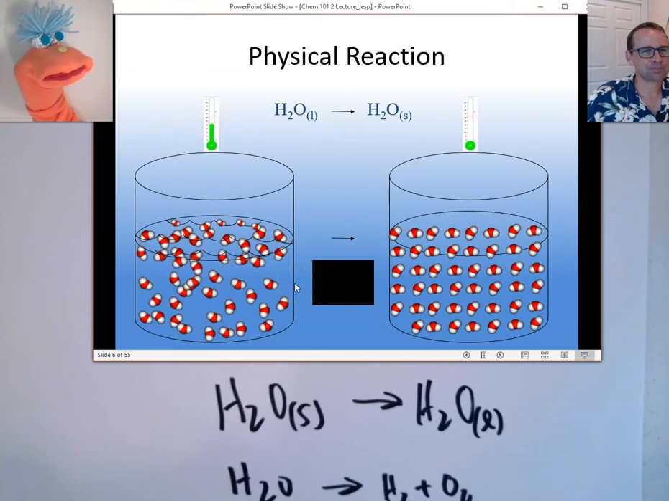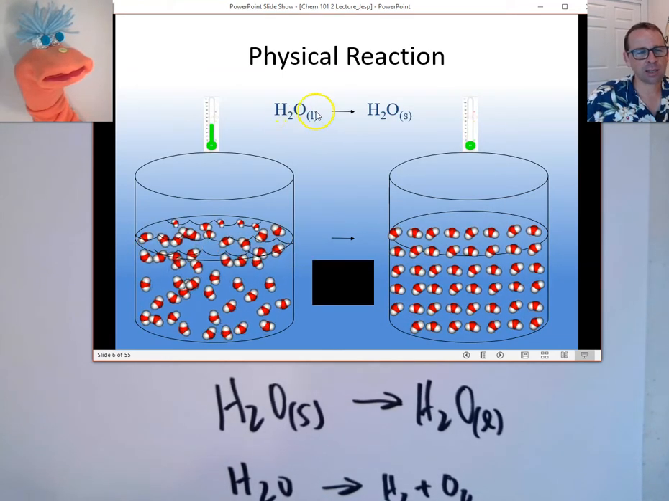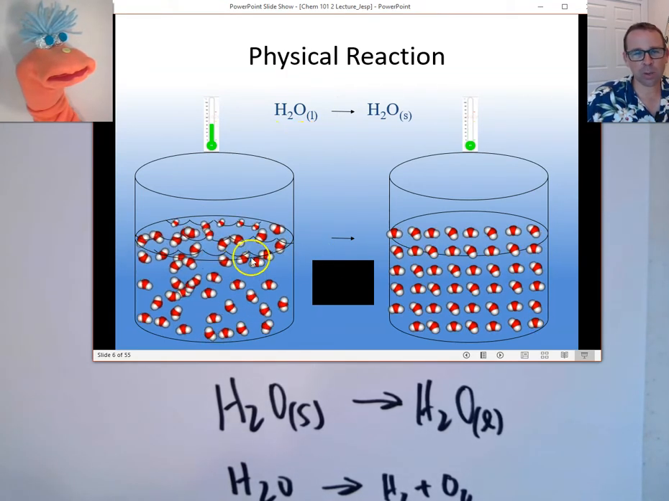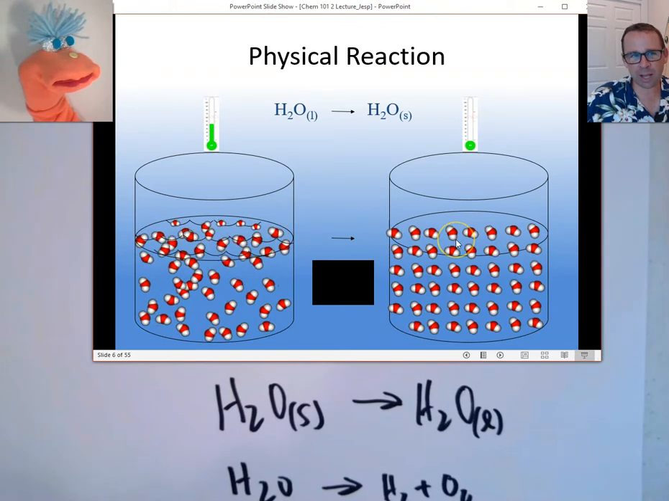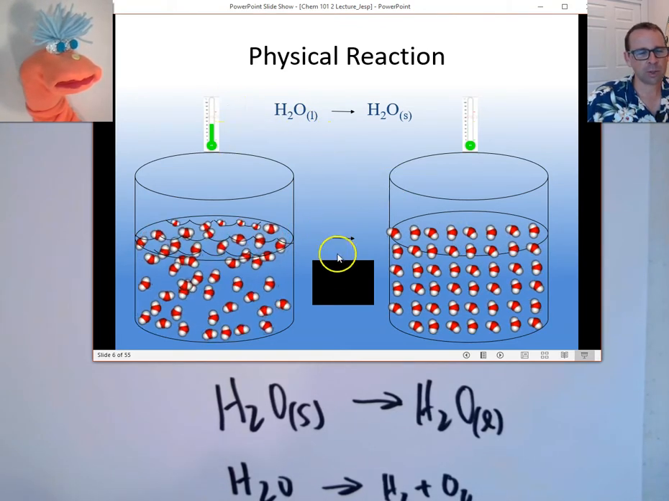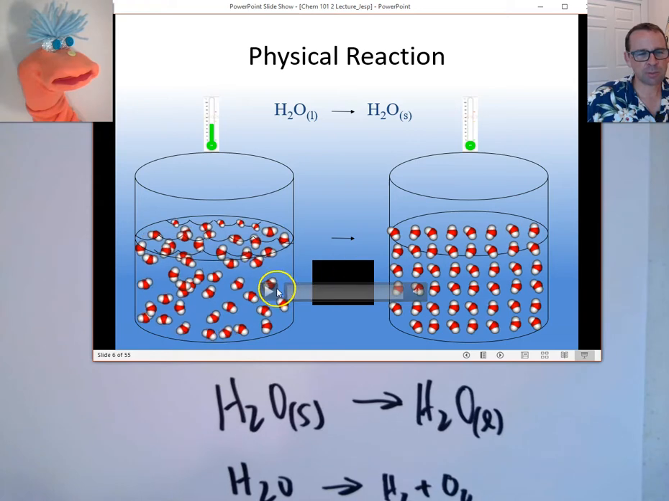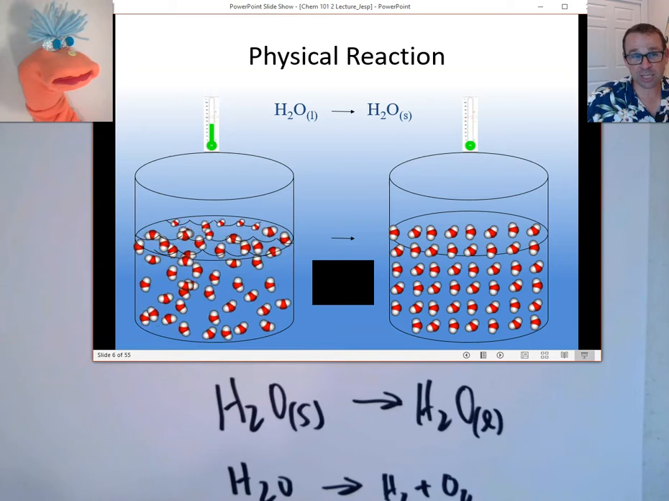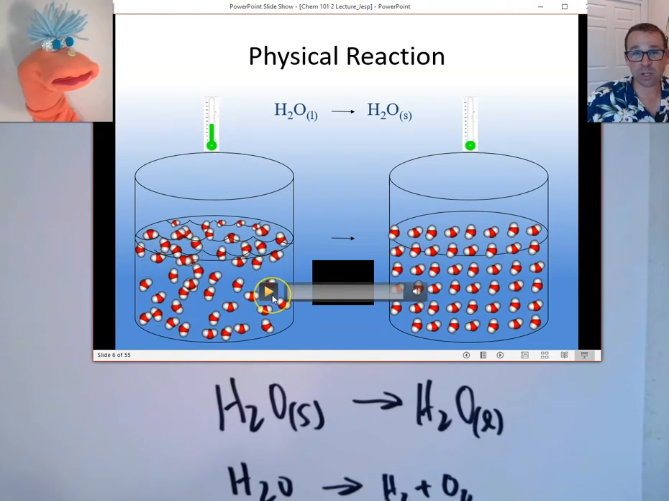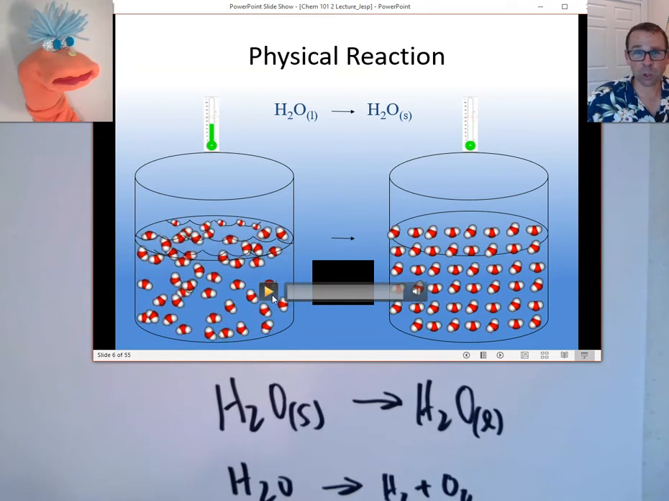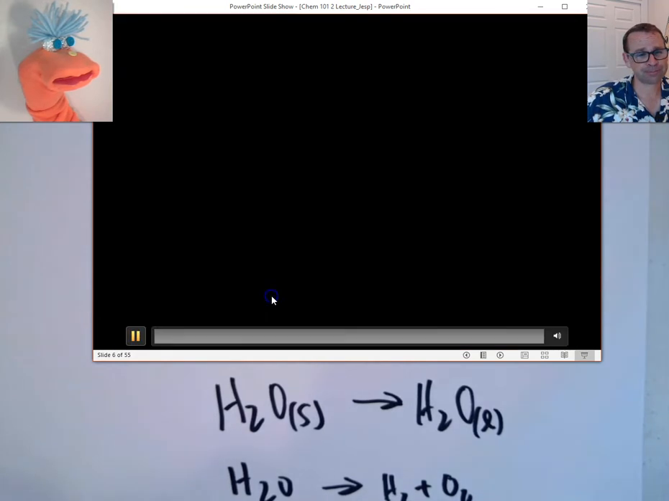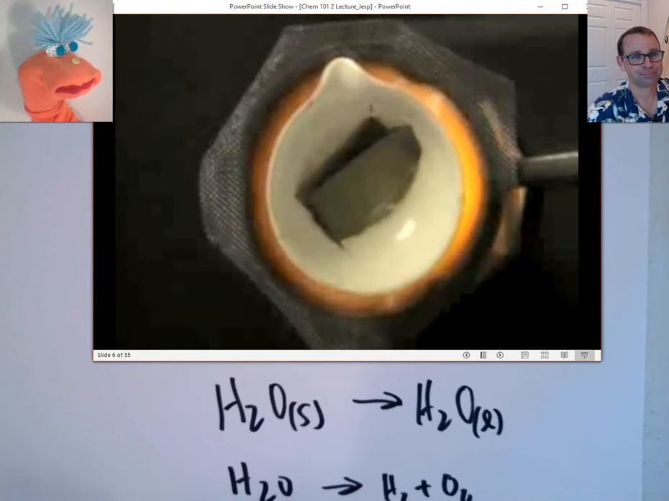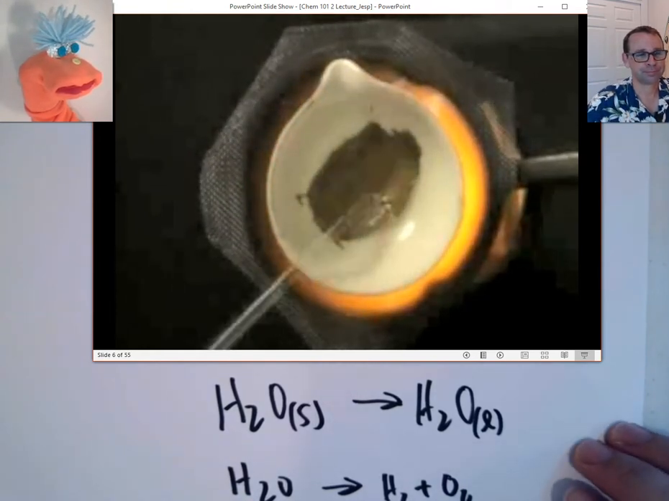Okay, so again, looking at something like going from liquid to solid, we're not changing the atoms or the molecules. All we're doing is slowing them down when we lower the temperature. Here's some information about physical changes between the different states. And watch this video and you can learn some new words about the physical transitions.